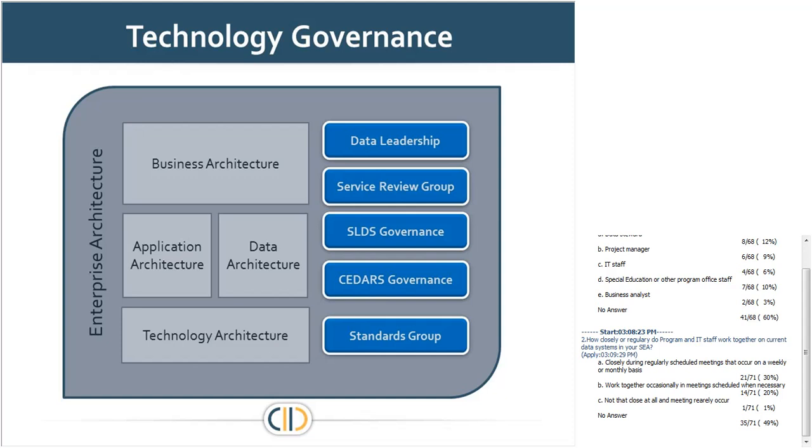And then we have a service review group. This service review group is composed of mainly technology folks, and we bring in program folks when their programs are affected or when services will affect the agency. And the idea is we talk about how to align the technology with the business need, and then what the quality of our services are that we deliver.